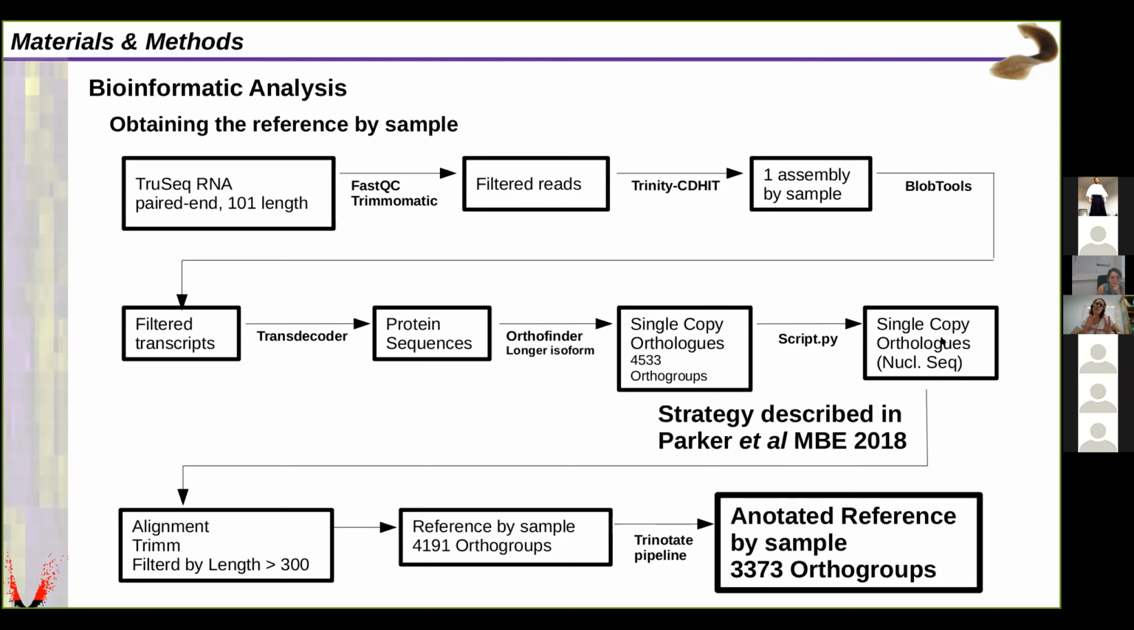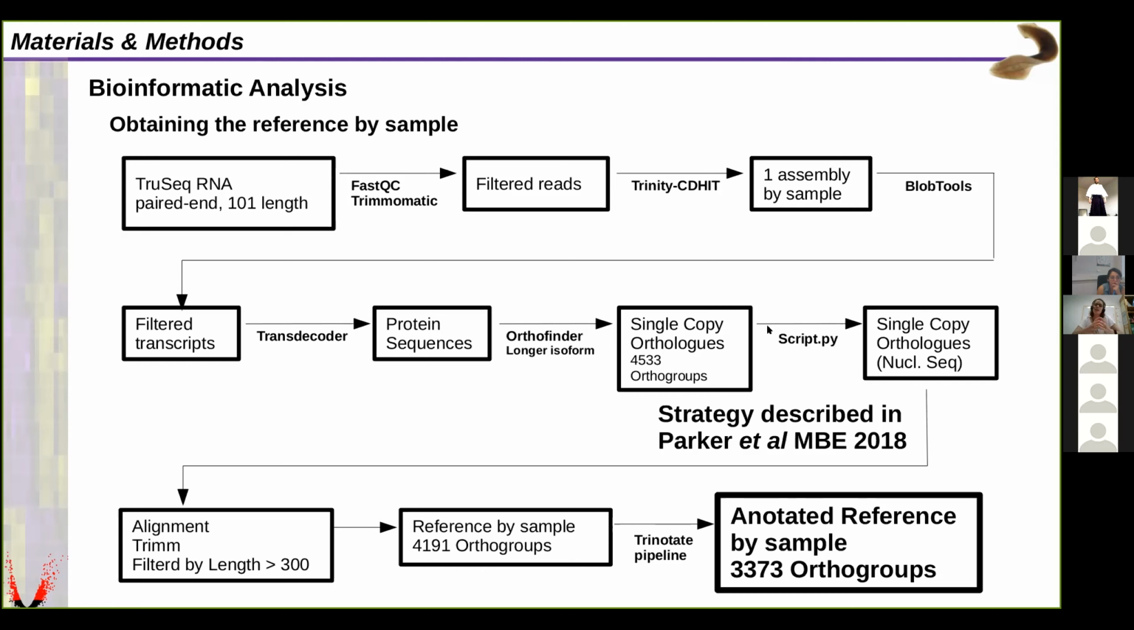The transcripts were clustered with CD-HIT and filtered with a strategy based on the results of BUSCO analysis. The filtered transcripts were translated to proteins with TransDecoder, and the longest isoforms were selected. These isoforms were used as input to infer the orthologous groups with OrthoFinder. In this case, we based this strategy on the analysis described by Parker and collaborators.